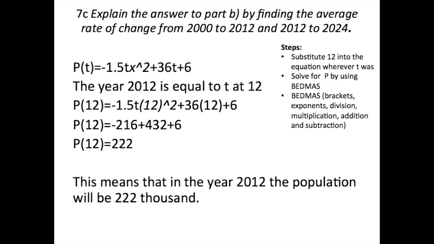So in 7a, we already solved for the population in the years 2000 and 2024. So now we are just going to do the exact same substitution process, but for the year 2012. So this time t will equal 12. Refer back to slide 5 if you do not remember the process, but the steps are also listed on the side for your needs. After solving this, we know that the population in 2012 is 222,000.